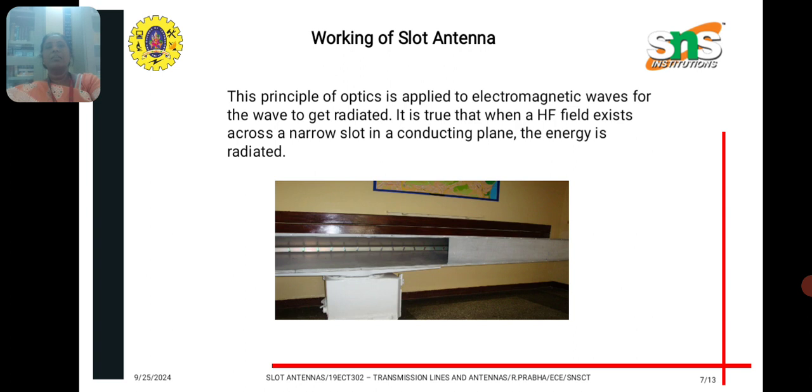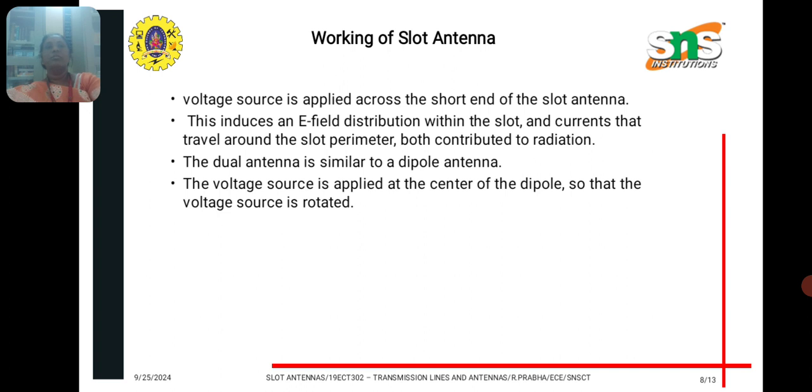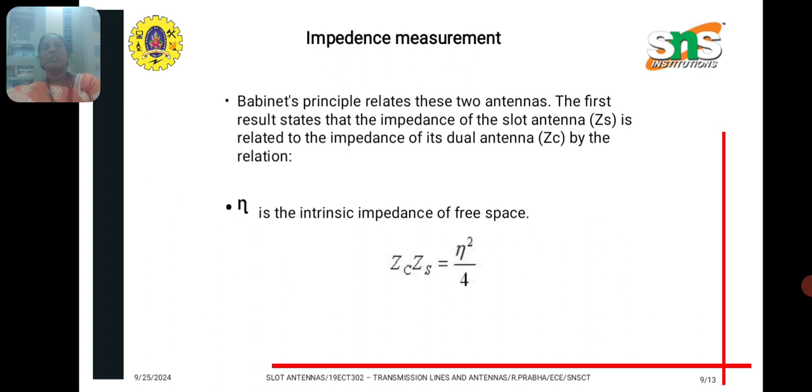In the working of the slot antenna, this principle of optics is applied to electromagnetic waves for the wave to get radiated. It is true that when a high frequency field exists across a narrow slot in a conducting plane, the energy is radiated. The voltage source is applied across the short end of the slot antenna. This induces an electric field distribution within the slot, and the currents that travel around the slot perimeter both contribute to the radiation. So the dual antenna is similar to a dipole antenna. The voltage source is applied at the center of this dipole.